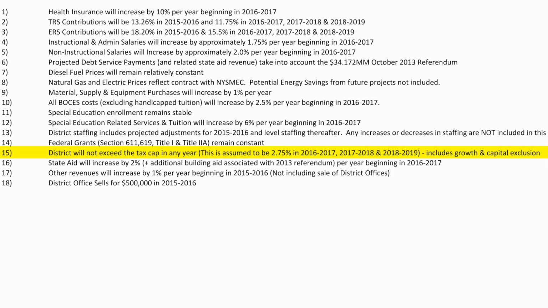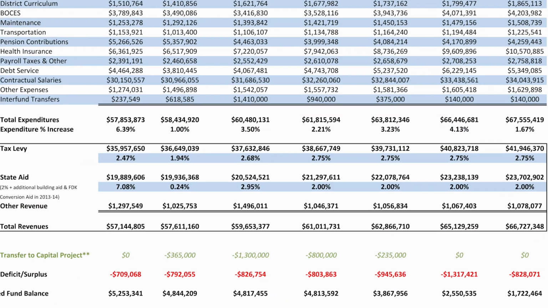It is likely that the tax cap for the 2016-17 school year will be quite a bit lower than the projected 2.75% due to the factors that go into the tax cap calculation, so this projection may be revised in the near future. Obviously, the tax levy is something that is approved annually by both the Board of Education and district residents and may vary based upon the specific circumstances of each budget year.